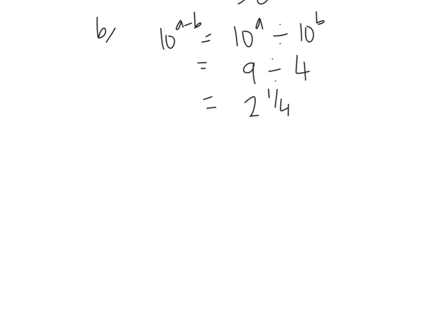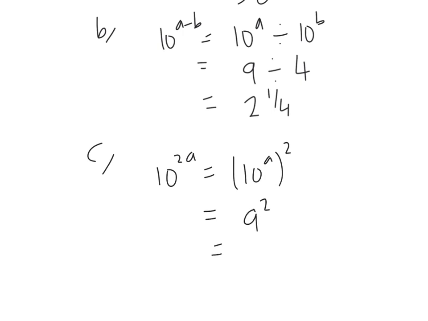And then finally, part C, we've got 10 to the power of 2a. That's the same as 10 to the power of a, and then squared. When we raise a power to a power, we multiply it, so a 2 multiplied gives 2a. I did that because I know that 10 to the power of a is 9, and then 9 squared is 81.